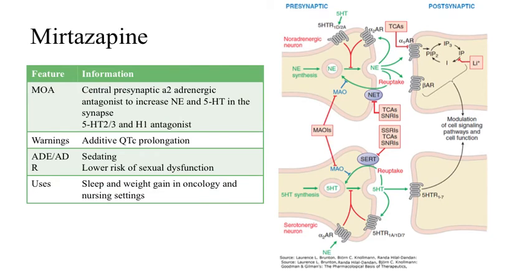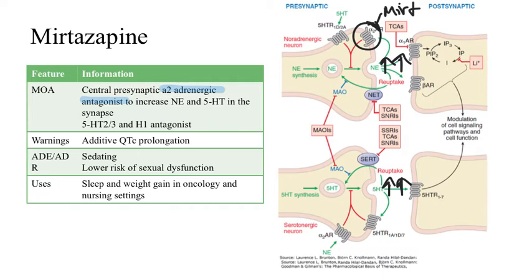The next miscellaneous agent is mirtazapine. Mirtazapine has a very different mechanism of action than most antidepressants. It is actually an alpha 2 adrenergic antagonist. And when mirtazapine acts centrally to inhibit the presynaptic alpha 2 adrenergic receptor, this actually results in an increase in norepinephrine and serotonin in the synapse because the feedback mechanism of reduced release is being inhibited.